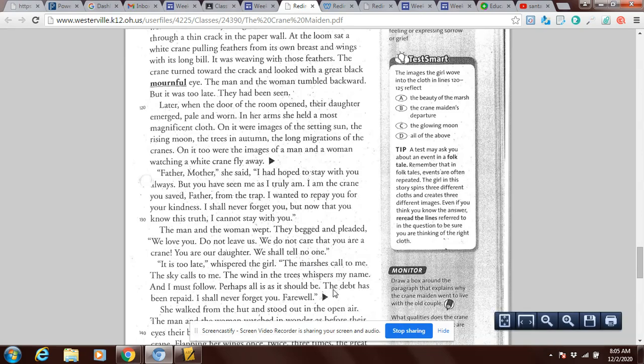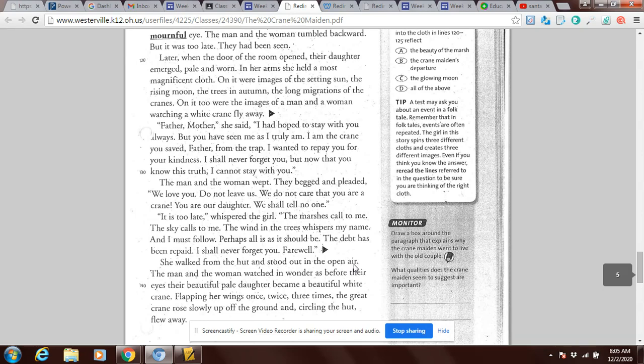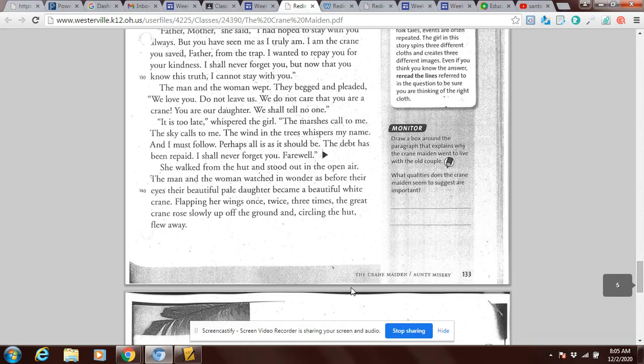"And I must follow. Perhaps all is as it should be. The debt has been repaid. I shall never forget you. Farewell." She walked from the hut and stood out in the open air. The man and the woman watched in wonder as before. Their beautiful pale daughter became a beautiful white crane, flapping her wings once, twice, three times. The great crane rose slowly up off the ground, and circling the hut, flew away.